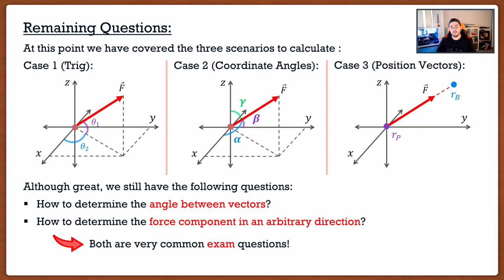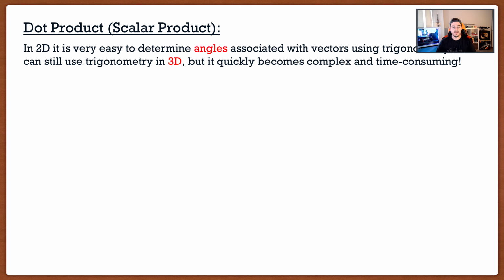So the key to all of these is actually going to be something called the dot product. And this is going to be kind of the major exam question, this dot product. So in 2D, it's very easy to determine the angles vectors make because it's 2D. It's very easy to visualize, draw it out, and use some trigonometry to find these angles. However, in 3D, well, it kind of sucks. It's 3-dimensional space. It's not exactly easy to draw. It's not easy to analyze.